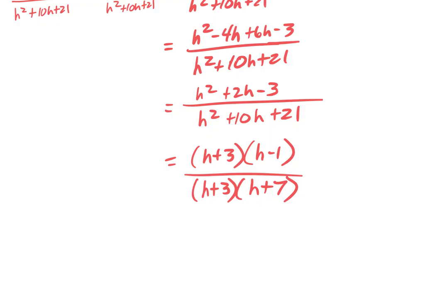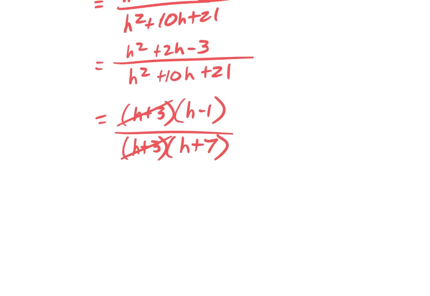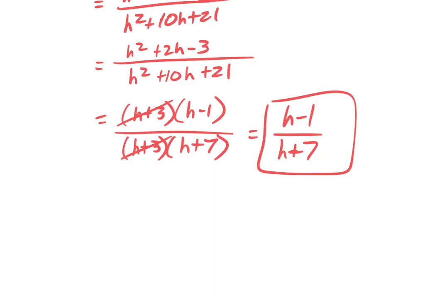And most of the time, I'm not saying always, but most of the time, it's going to be set up where something probably is going to cancel out, okay? I don't want to say all the time because there might be some times where that doesn't happen and I don't want you to think you did something wrong. But those two h plus 3s are going to cancel. We have h minus 1 over h minus 7, or h plus 7, sorry. And that would be our answer. So, a lot of common denominators today.